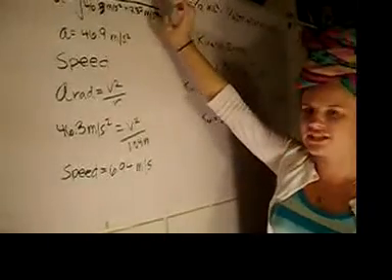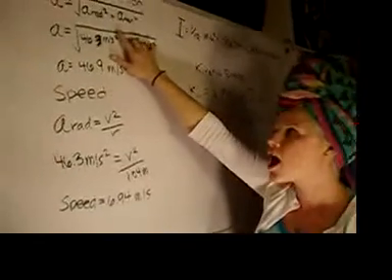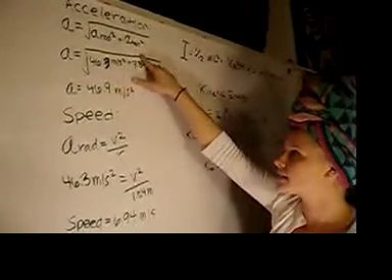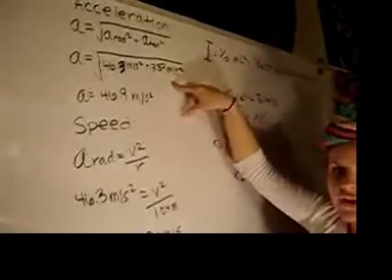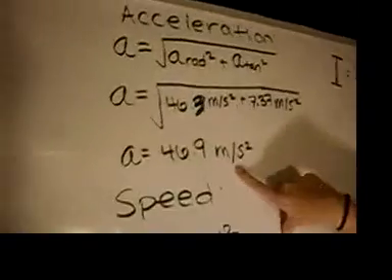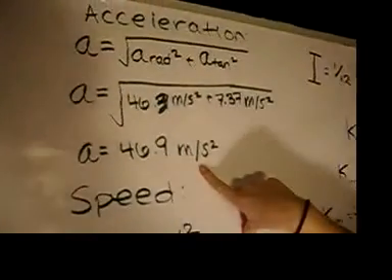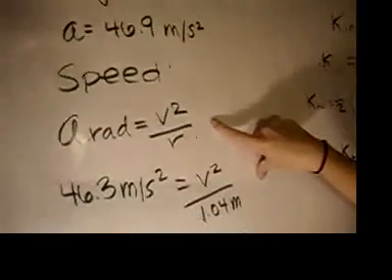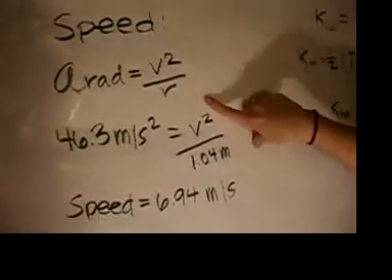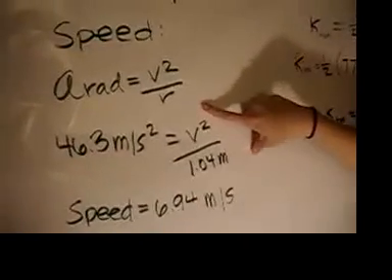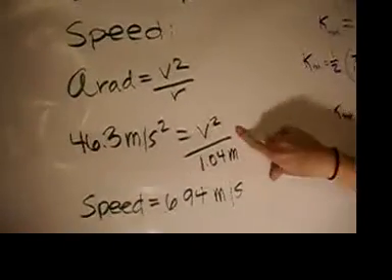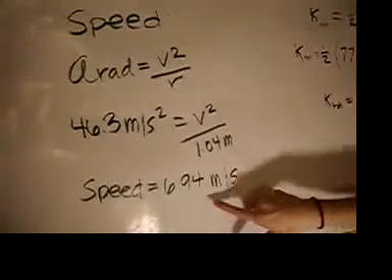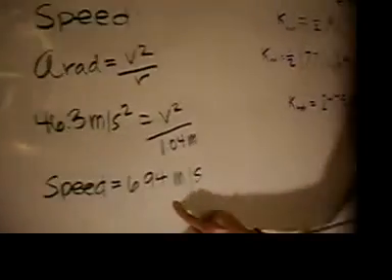Find acceleration. So acceleration is the square root of ARAD squared plus ATAN squared. So when you plug in all the numbers, acceleration is found to be 46.9 meters per second squared. After that, you can find speed, and the equation for speed is ARAD equals v squared over r. You have to solve for v squared, and that gives you 6.94 meters per second.